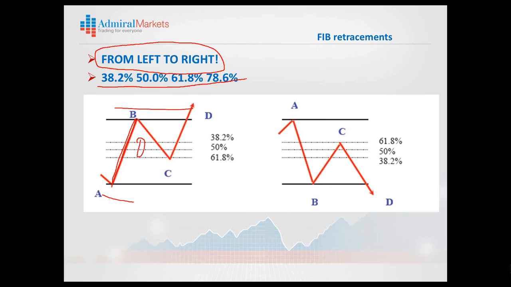Use those numbers for retracements. They are very accurate. Neglect the 23.6 retracement, that is not important. Those are the important numbers, plus 78.6. 78.6 is very important when we have a deeper retracement.